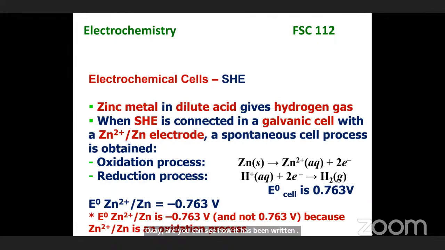Now we say that oxidation processes we will consider as reduction process and then change the sign. So here now you can see that the E0 cell is 0.763. Because it's an oxidation process, to use it, as you will see in the future where we're using it, you have to change the plus sign to a negative sign. So this thing written in red here, E0 Zn2+/Zn.